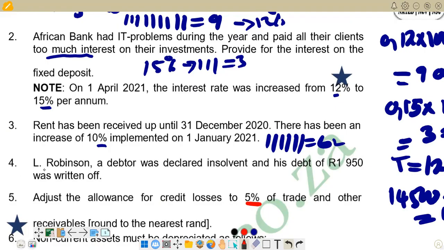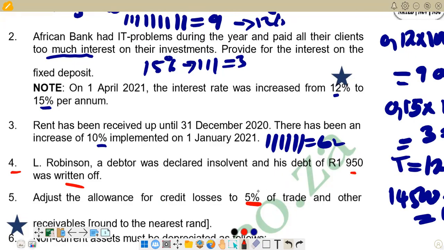If you go to number 4, all items that are listed here in the adjustment section, some of them are items that were omitted when entries were made, so we need to enter them. For example, number 4 says L. Robertson, a debtor, was declared insolvent and this debt of 1,950 was written off. When this is written off, it's going to reduce the amount of trade receivables. Remember, we are talking about credit losses. When it's written off, it becomes a credit loss.